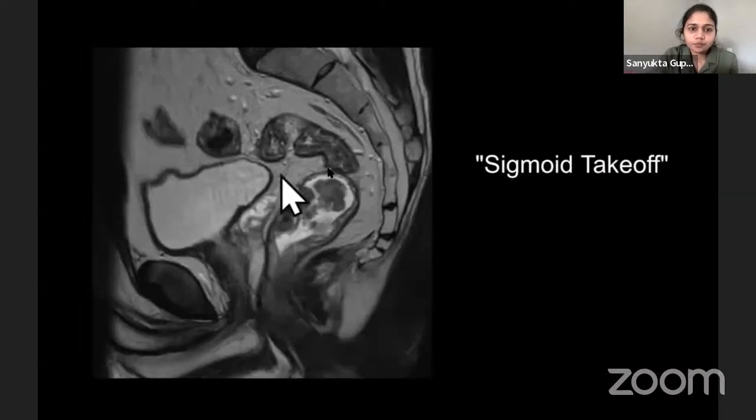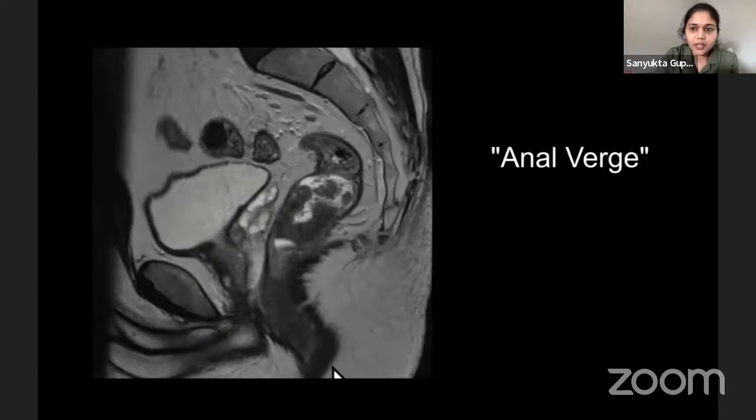The sigmoid takeoff, how do we define that? When the vertical part of the rectum becomes horizontal. This is more obviously seen on the axial scans, but here also with the anterior peritoneal reflection where it attaches to the anterior rectal wall. And much above that will be the sigmoid colon. That's the peritonealized part. And the anal verge is the lowermost hypointense line, and that would be easily seen on the sagittal oblique scans.